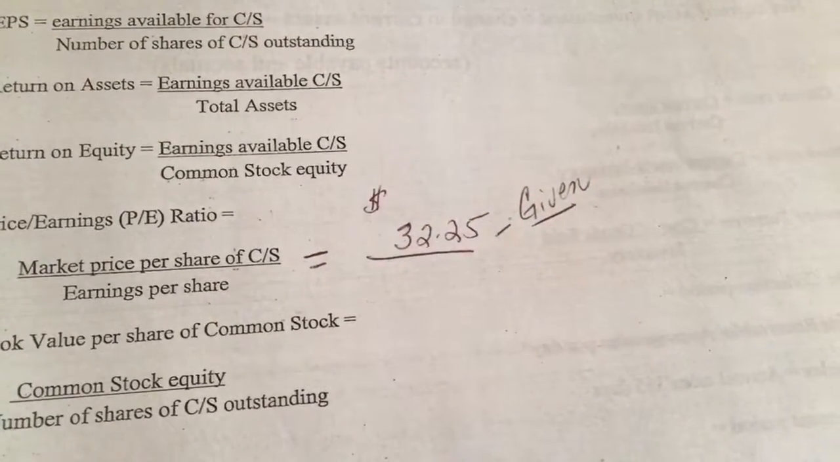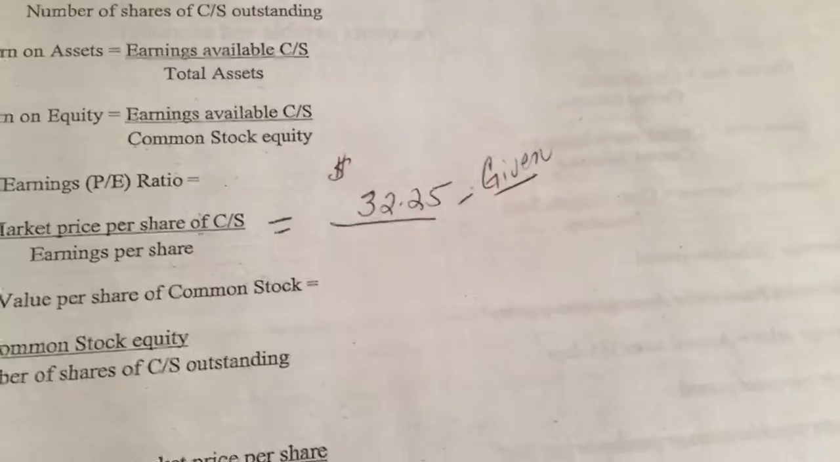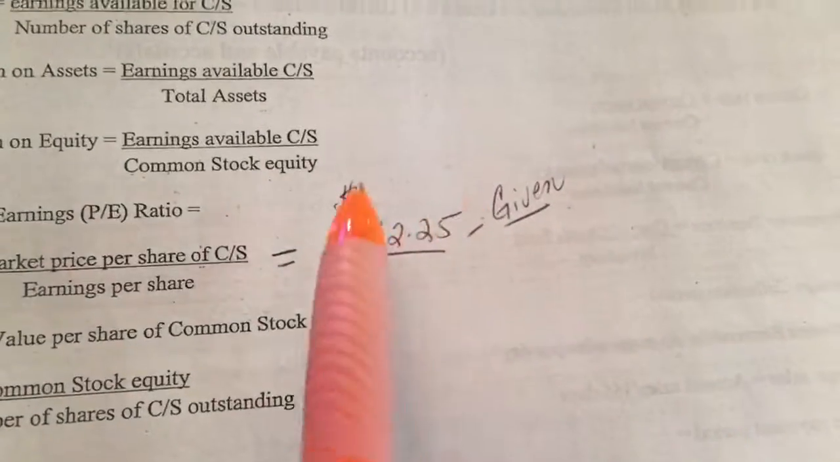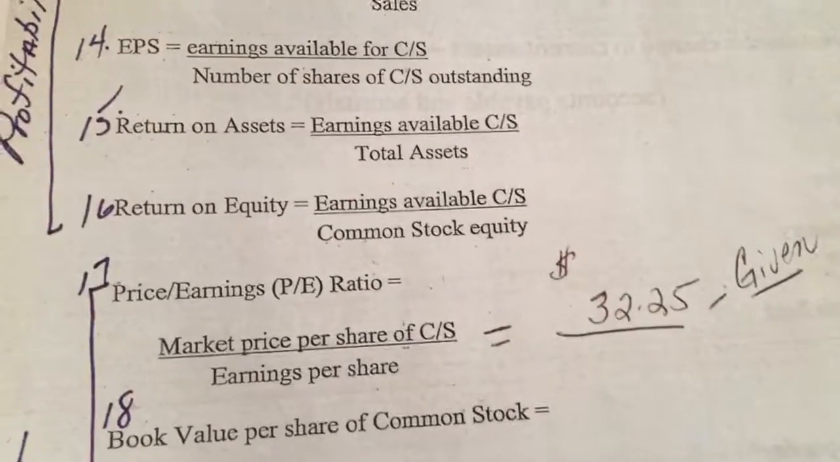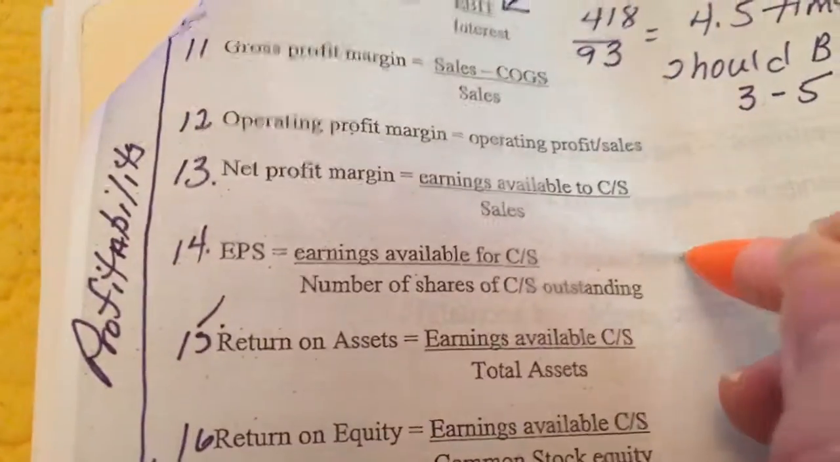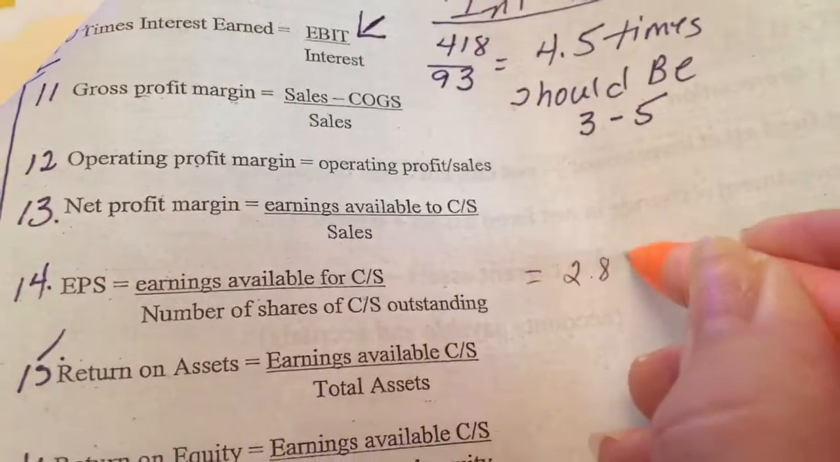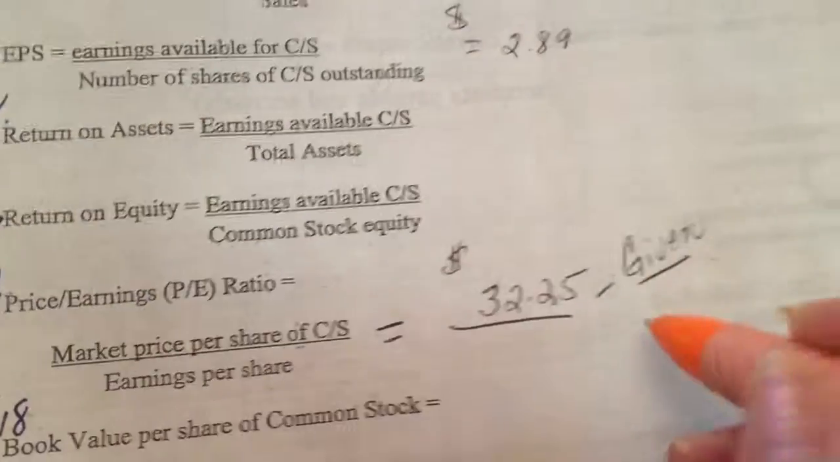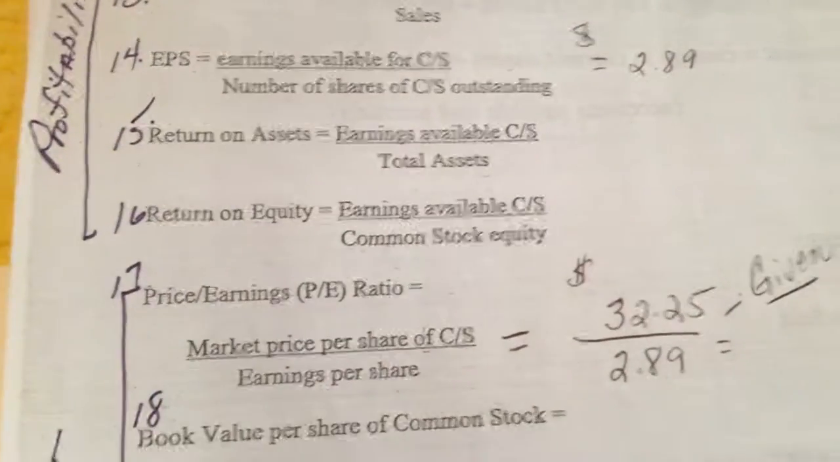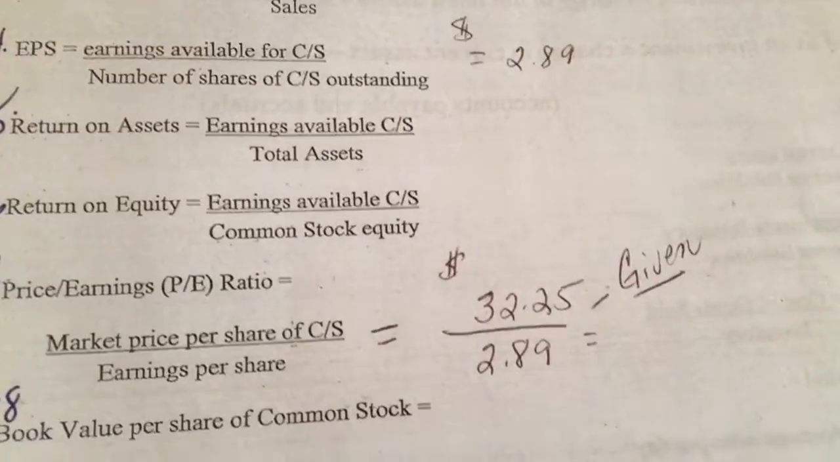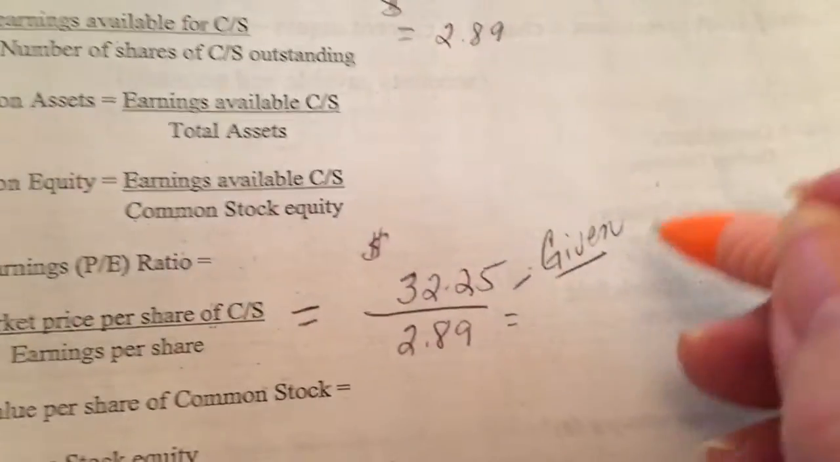Now, dividing by earnings per share. So let's go all the way back up to number 14. If you remember, our earnings per share on number 14 was $2.89. So take that and divide into this market price per share. That's going to give you $11.10.